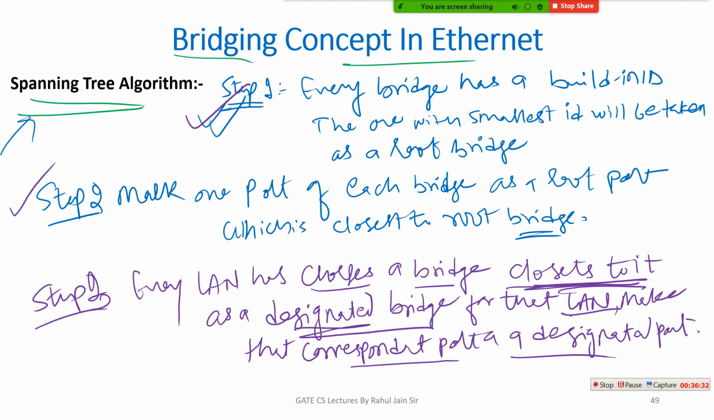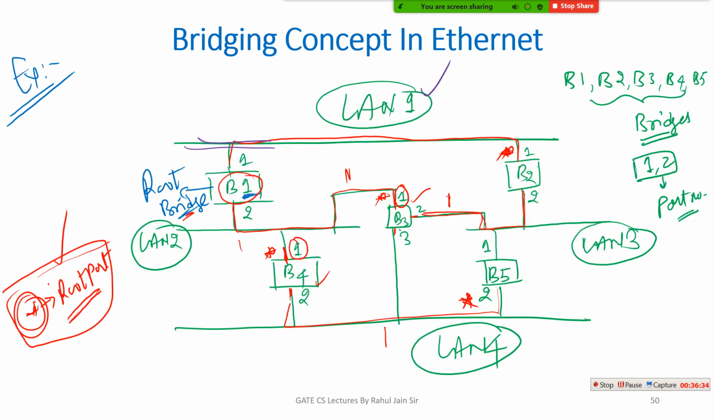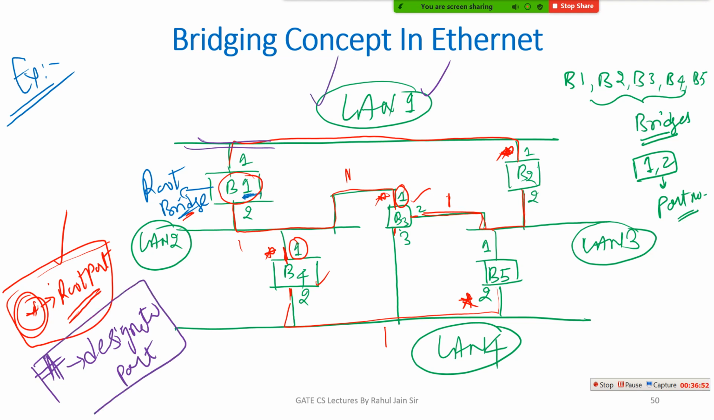For lane 1, I will assign the designated port with the hash symbol. So for lane 1, the closest bridge is B1 and it is also the root bridge. So I will consider port 1 of the root bridge as a designated port. For lane 1, it is done.